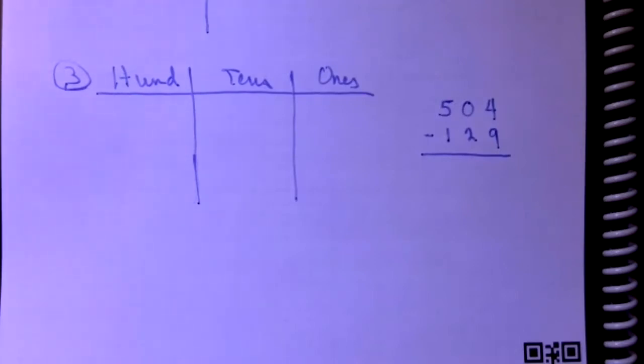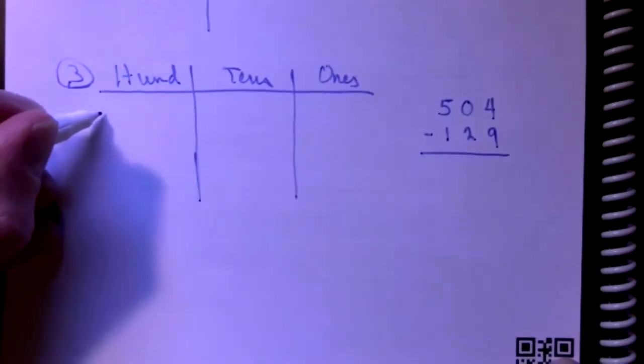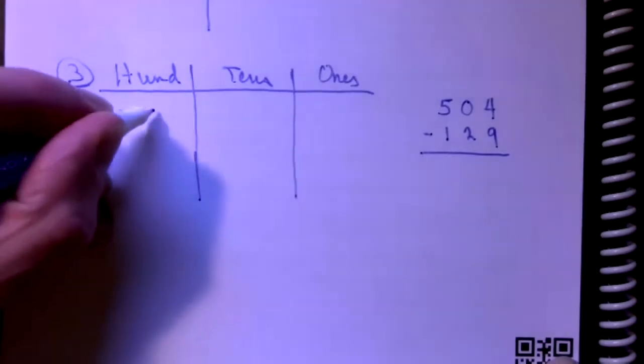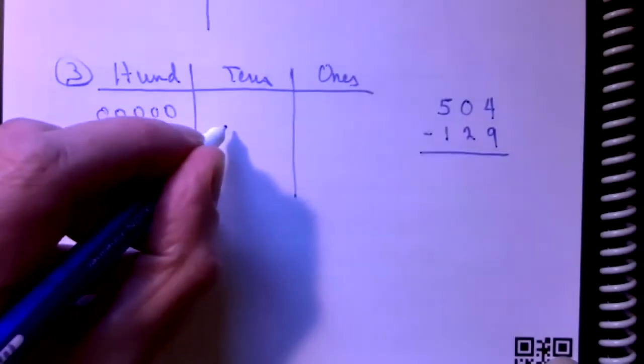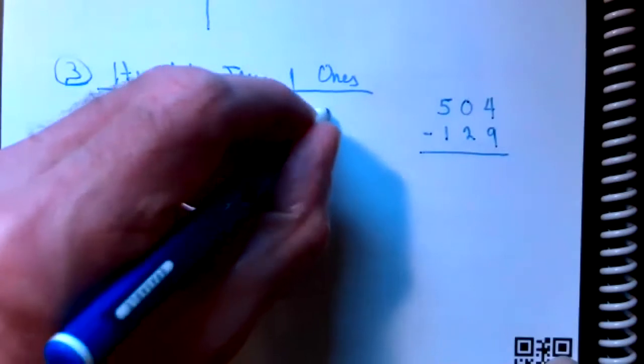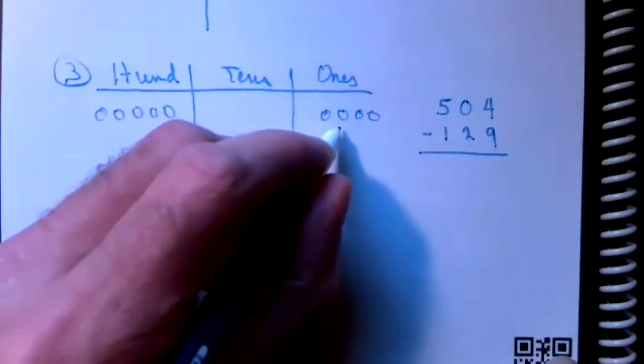Do the chip model writing 504. Okay, so what should I put here? 5. How about here? None. Nothing. And now what do I do here? 4. Okay. So 5 hundreds, 0 tens, 4 ones.